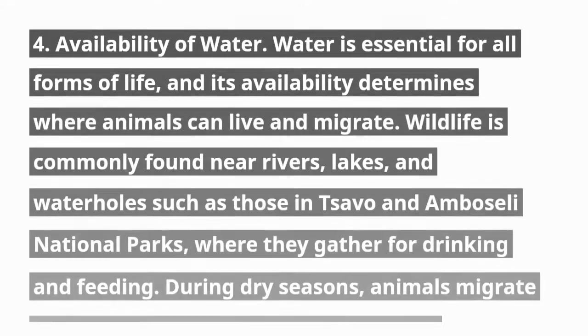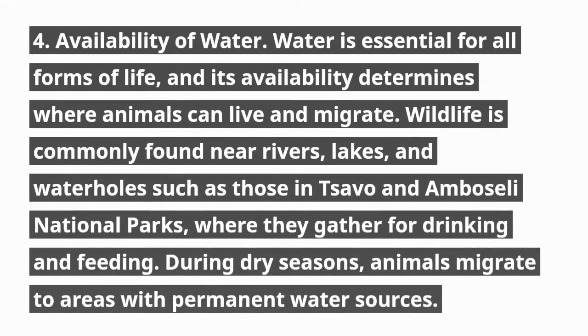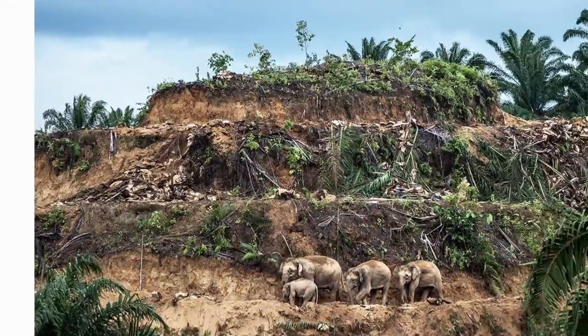4. Availability of water. Water is essential for all forms of life, and its availability determines where animals can live and migrate. Wildlife is commonly found near rivers, lakes, and waterholes such as those in Tsavo and Amboseli national parks, where they gather for drinking and feeding. During dry seasons, animals migrate to areas with permanent water sources.